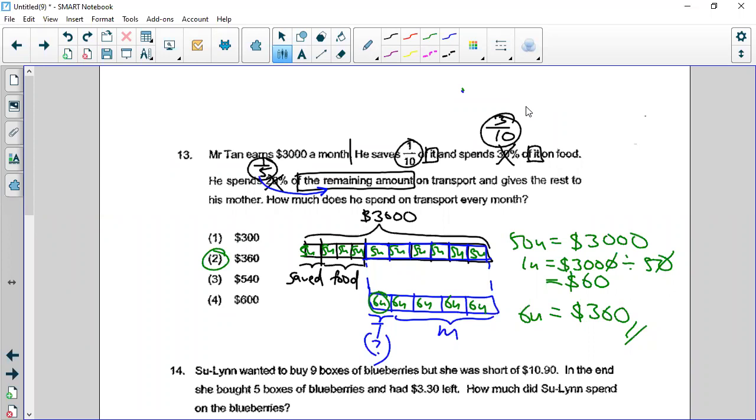Okay. All right. So change the percentage into a fraction, and then the whole problem becomes a fraction problem and your model drawing. Okay, that's your model drawing.